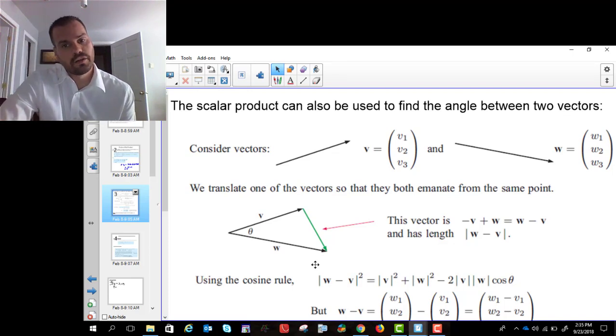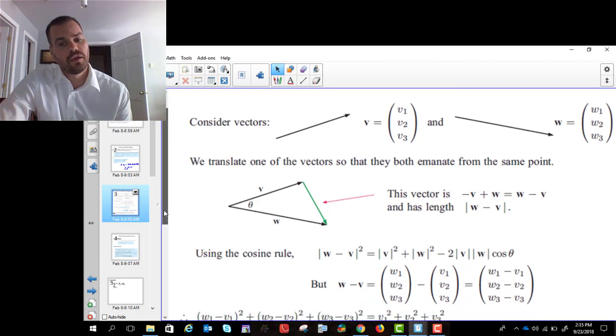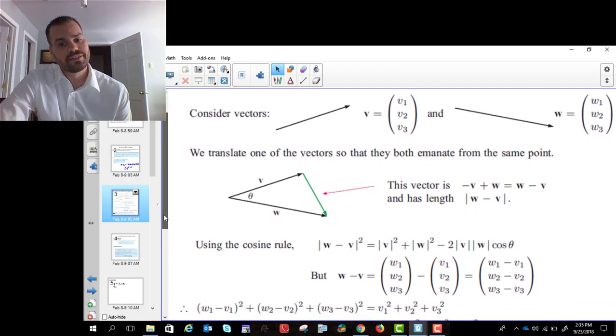If we use the cosine law then, and this might need a refresher for you, the cosine law is c squared equals a squared plus b squared minus 2ab cosine c. So the magnitude of this side is the magnitude of w minus v. Then we have the magnitude of v, the magnitude of w, and then 2 times the magnitude of v times the magnitude of w times cosine of theta. That's the cosine law.